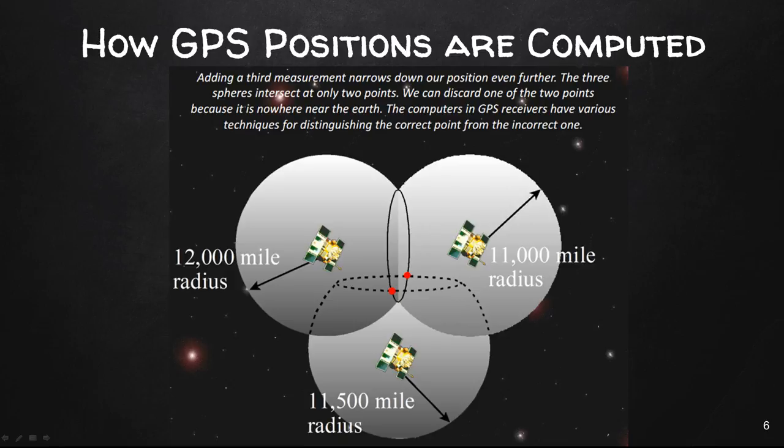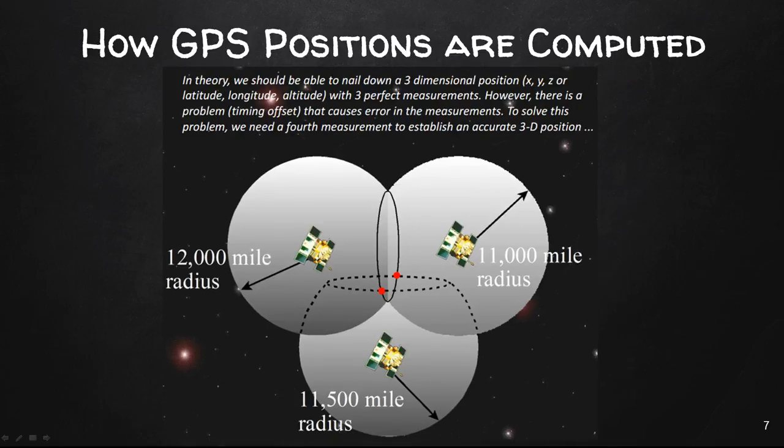Adding a third measurement narrows down our position even further. The three spheres intersect at only 2 points, and we can discard one of them because it's nowhere near the Earth. One is going to be on the Earth, one is not. The computers in the GPS receiver have various techniques for distinguishing the correct point from the incorrect point. So in theory, we should now know where our receiver is on Earth's surface, our X, Y, and Z, or latitude, longitude, and altitude.